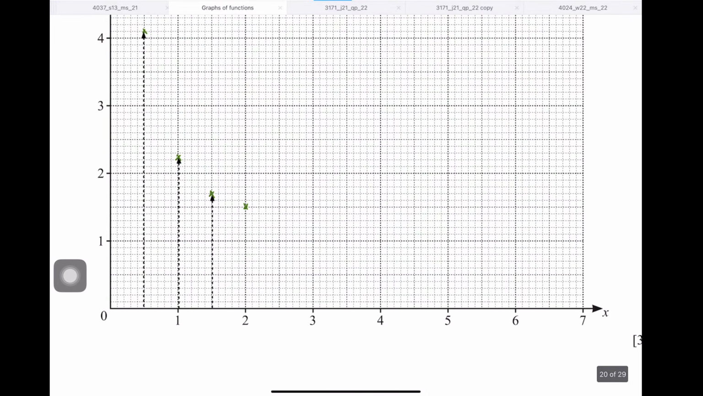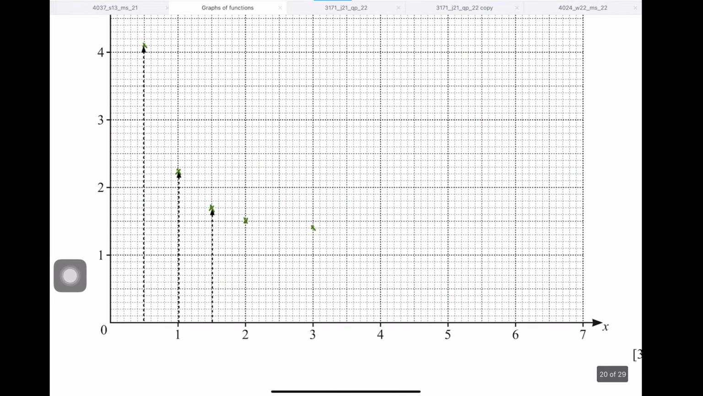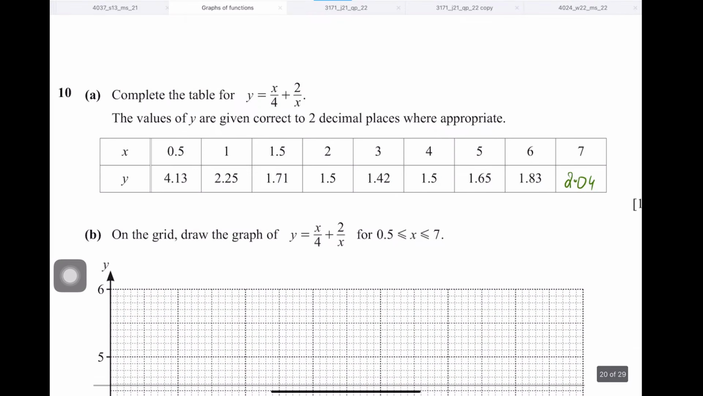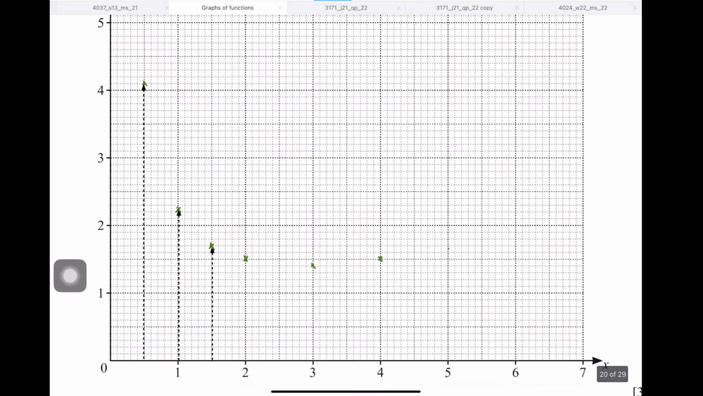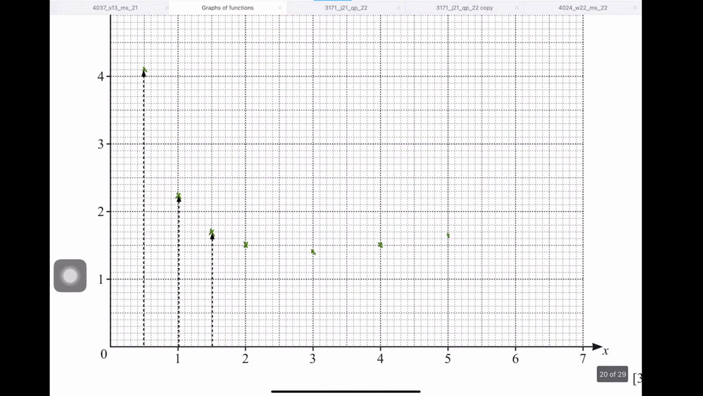So 1.1, 2, 3, 4. So here's 1.42. And then at 4, it's 1.5 again. So there you go. And then at 5, it's 1.65. And then at 6, it's 1.83. So here's 1.5, 1.6, 7, 8.